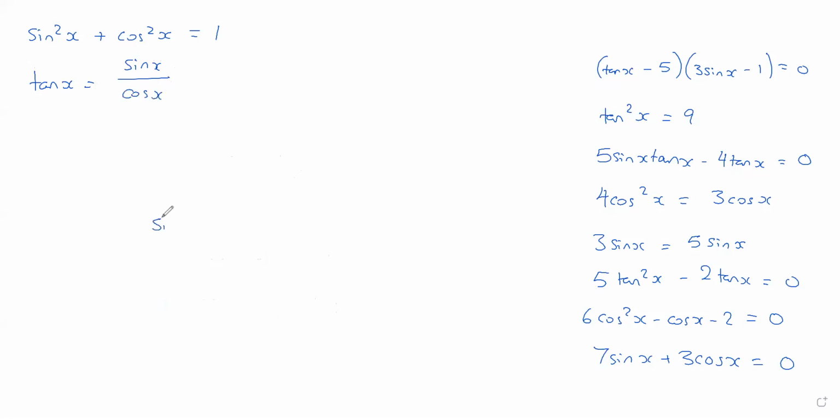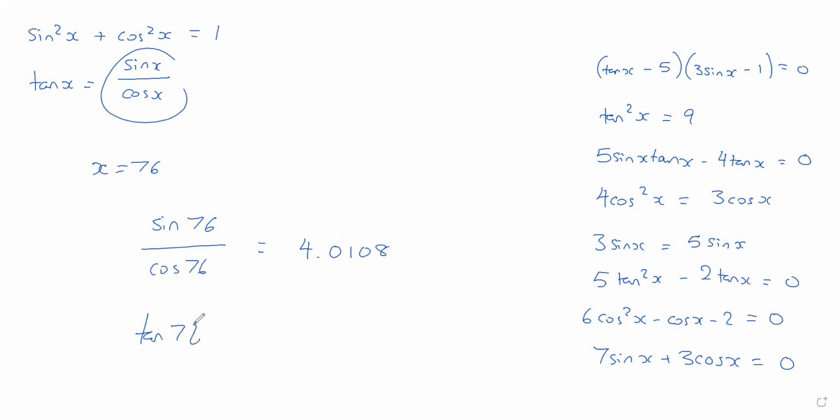So for example, let's pick any value of x, I'm just going to pick 76. In your calculator, type in sine 76 over cos 76, and let's find out what that equals. So sine 76 divided by cos 76. I've got 4.0108, rounded. Now let's test what tan 76 equals. So type in tan 76. Oh, surprise, surprise, it's exactly the same.